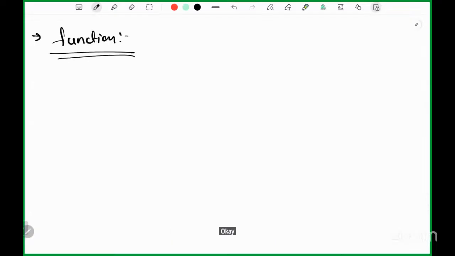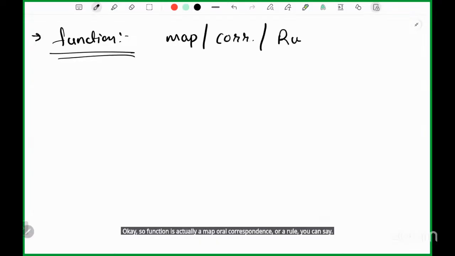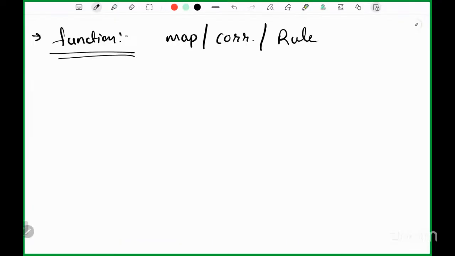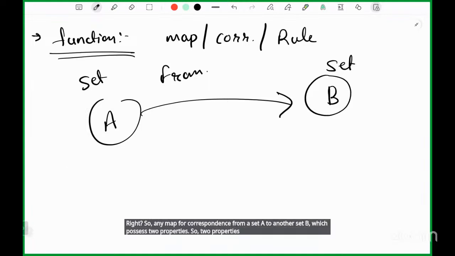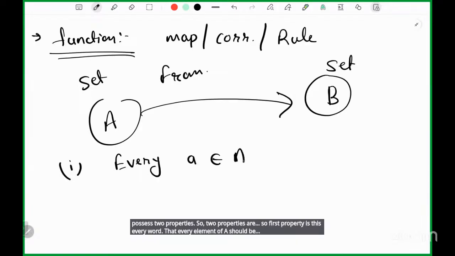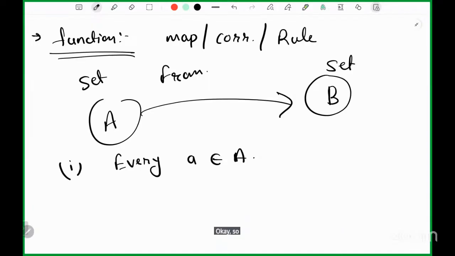So a function is actually a map or a correspondence or a rule, you can say, from a set A to another set B. Any map or correspondence from a set A to another set B which possesses two properties. The first property is that every element of A should get mapped to somewhere in B. So this is the first thing you need to check for a function: every element of A should have an image in B. And that image should be unique.